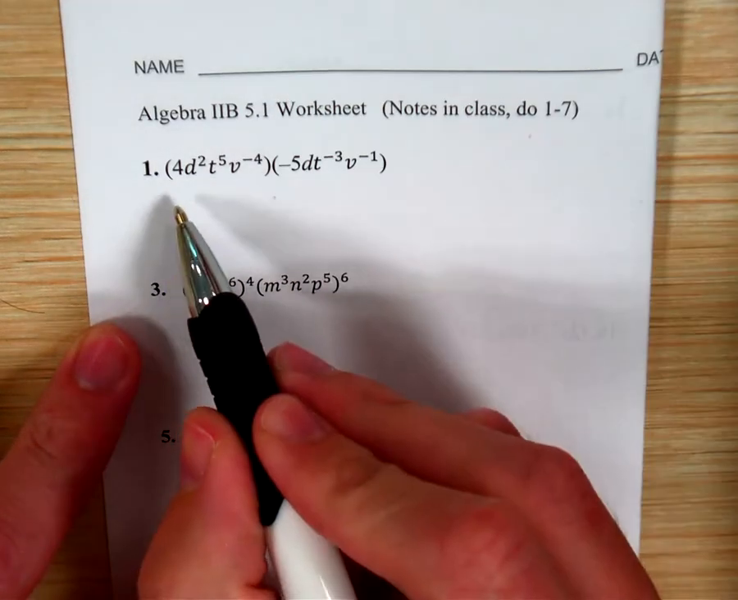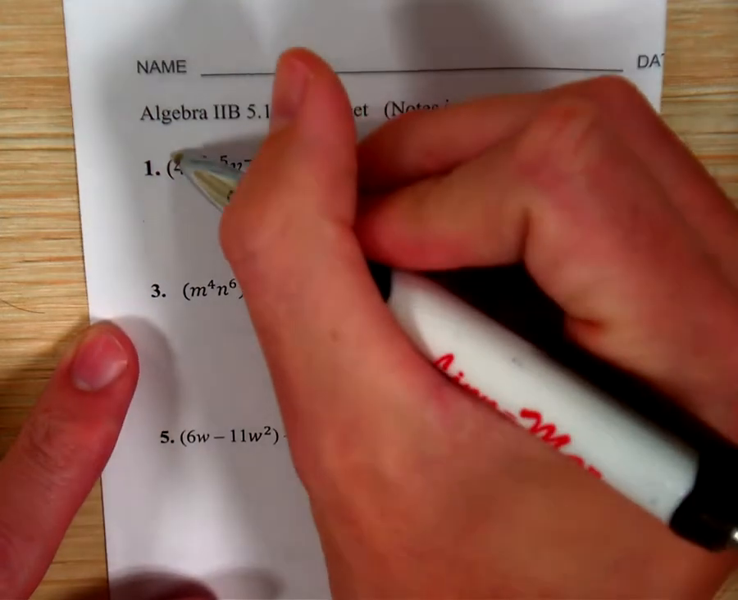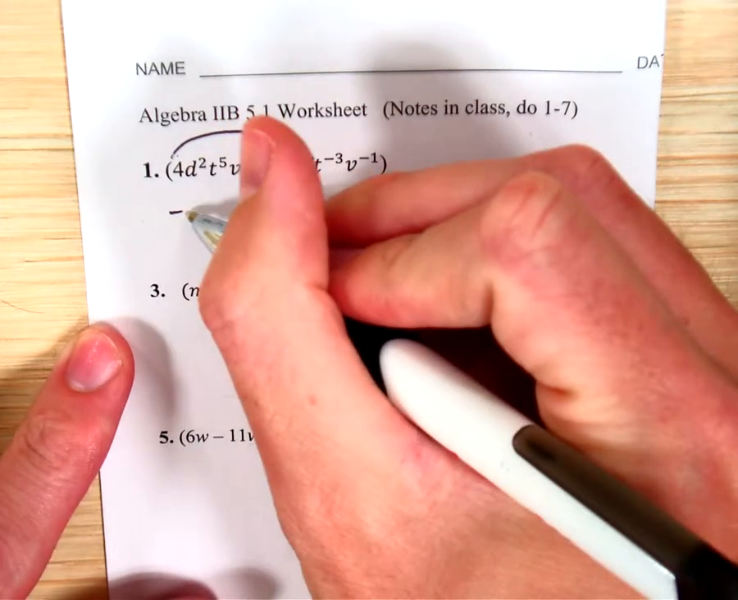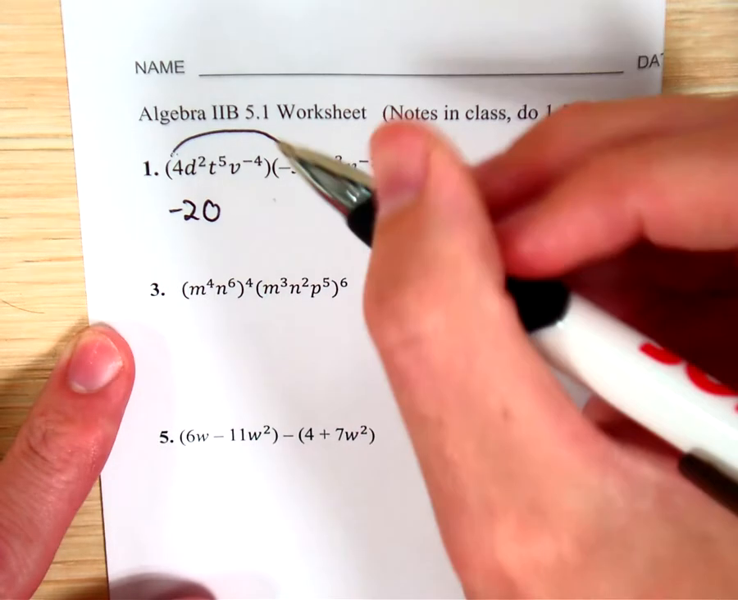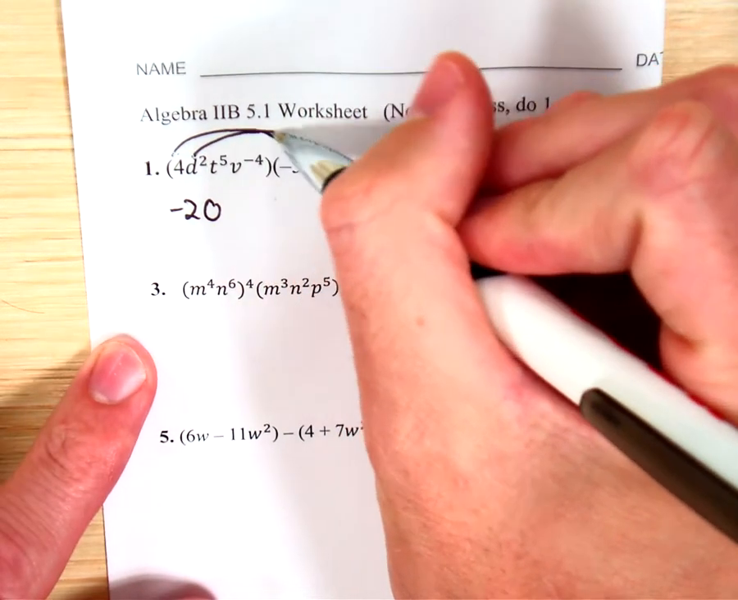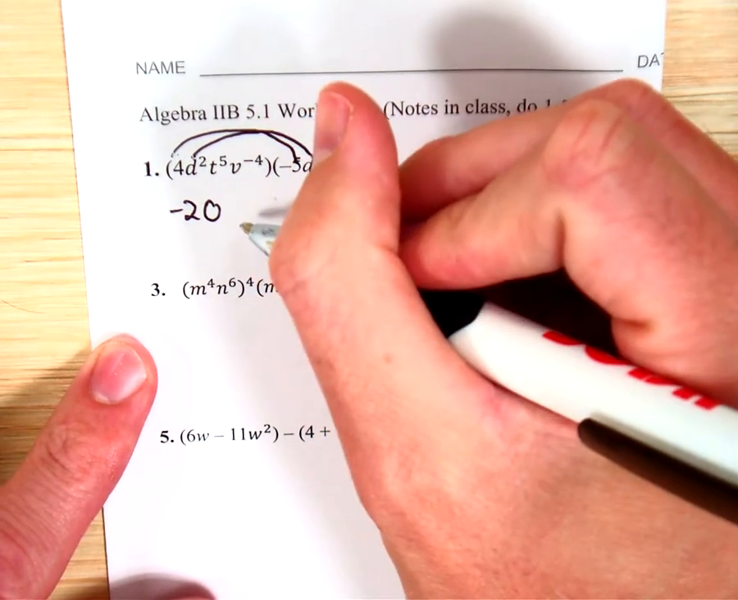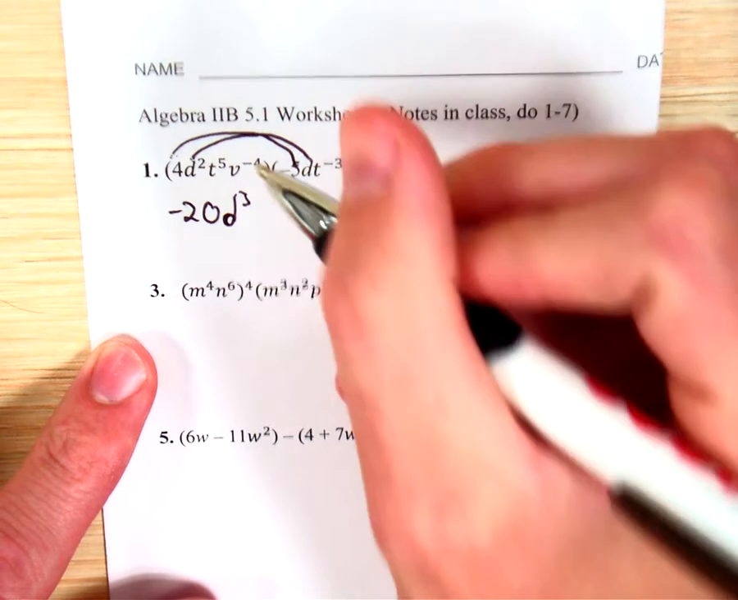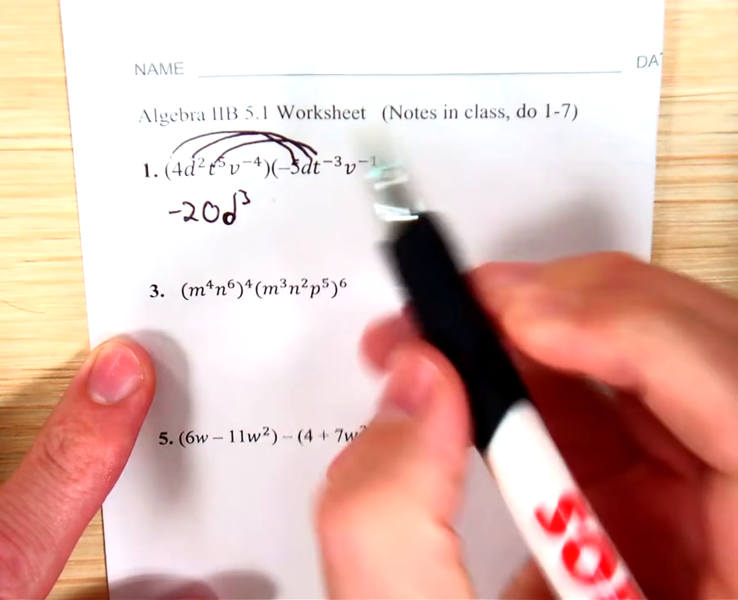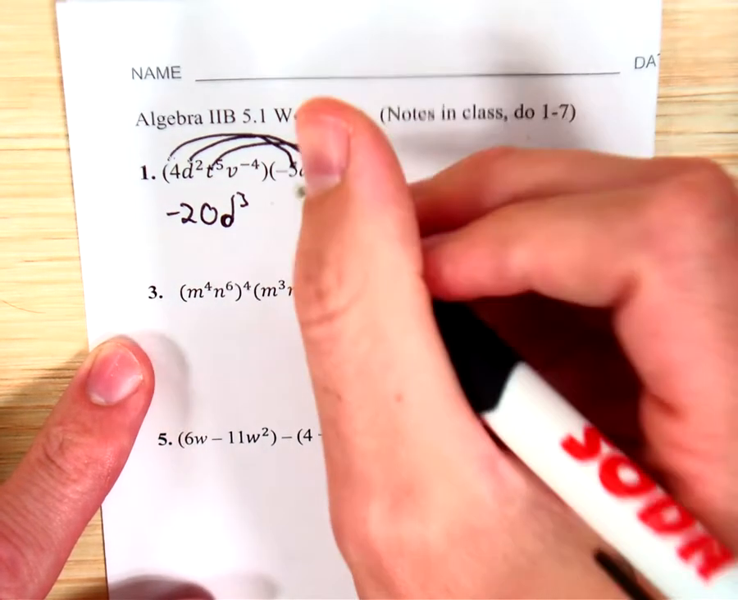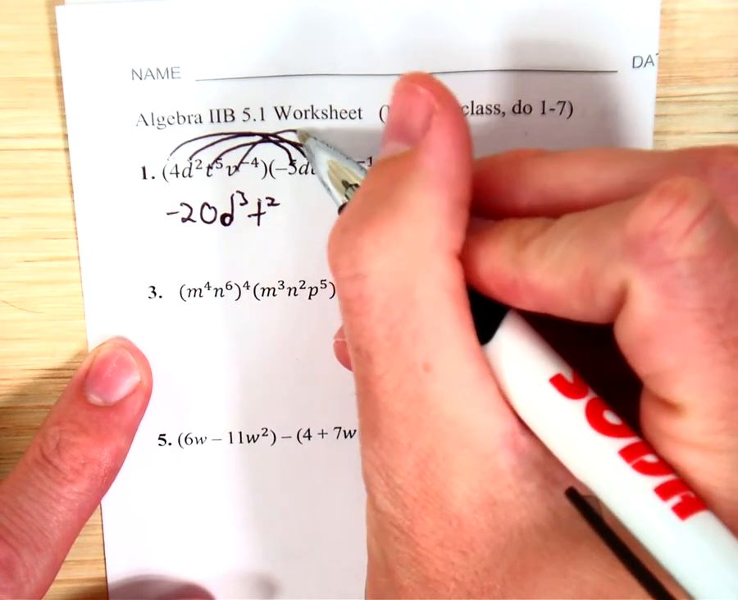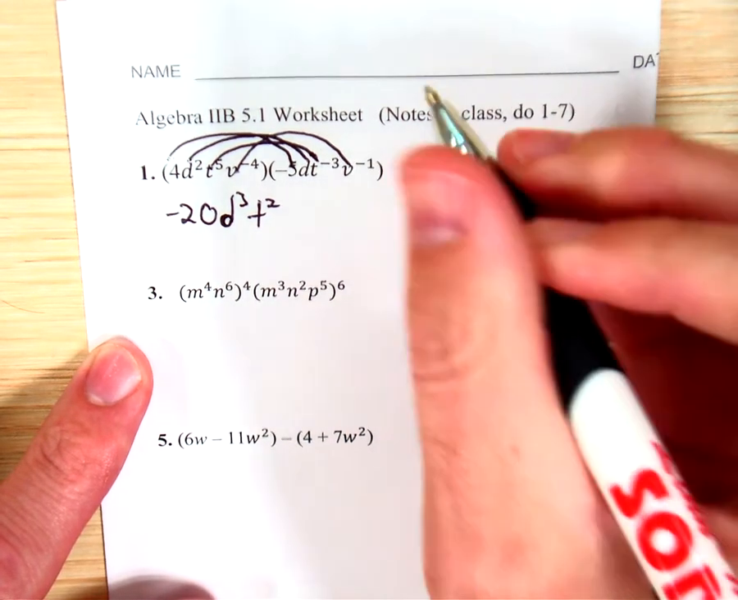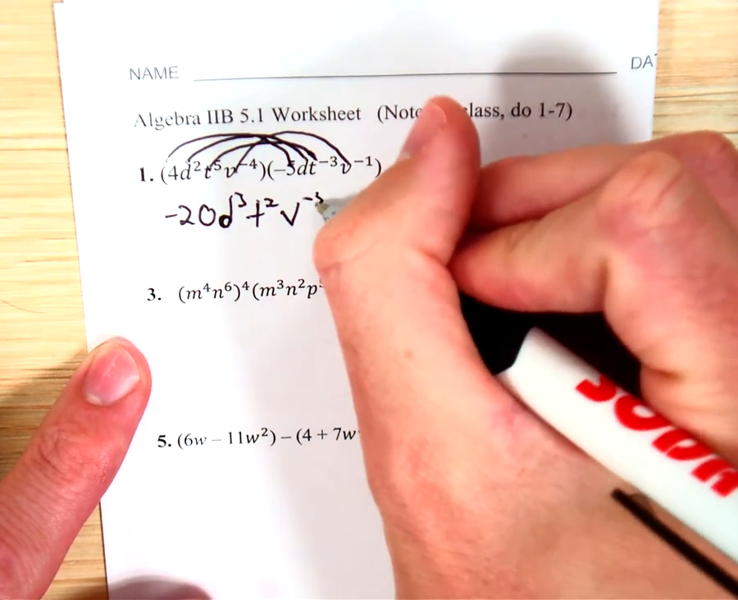Okay, so when we have just one big group, we're going to match up numbers with numbers. 4 times -5, -20. And then you're going to match up the individual letters. So we're going to have d squared times d. That's going to be d to the third. t to the fifth, excuse me, times t to the negative third is going to be t squared. And then v to the negative fourth and v to the negative first is v to the negative fifth.